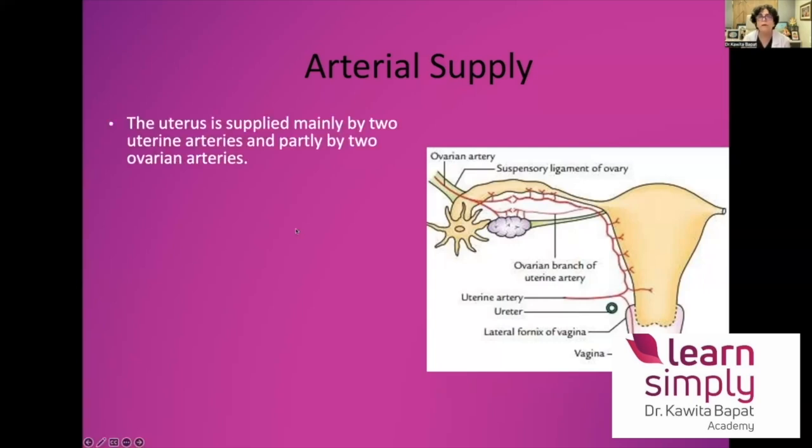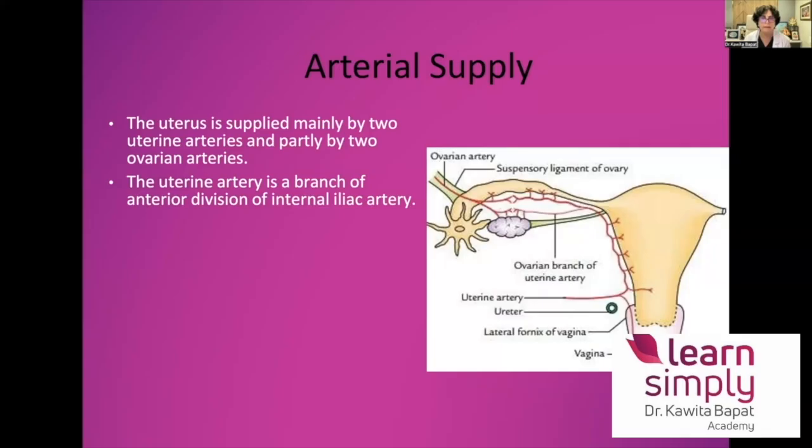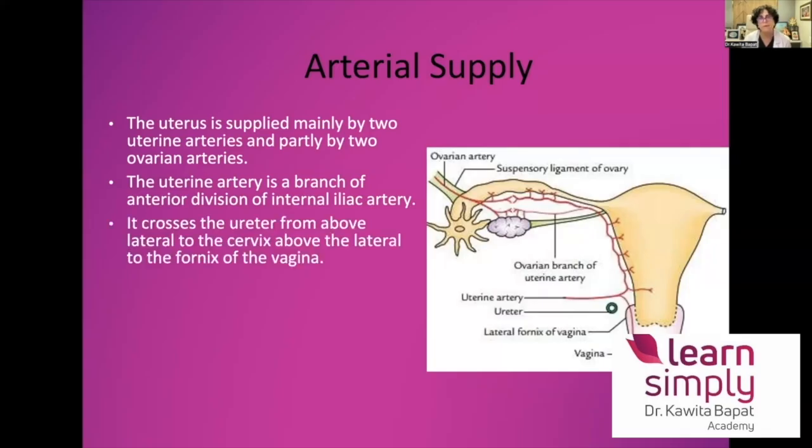So we should know the arterial supply. The uterus is supplied mainly by 2 uterine arteries, partly by 2 ovarian arteries. So make it a point. This is the ovarian artery and this is the uterine artery. The uterine artery is a branch of the anterior division of the internal iliac artery. It crosses the ureter above and lateral to the cervix, above and lateral to the fornix of the vagina.